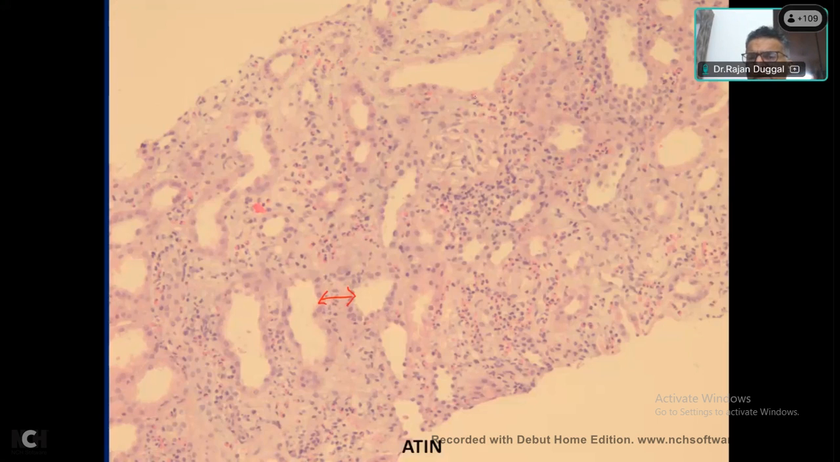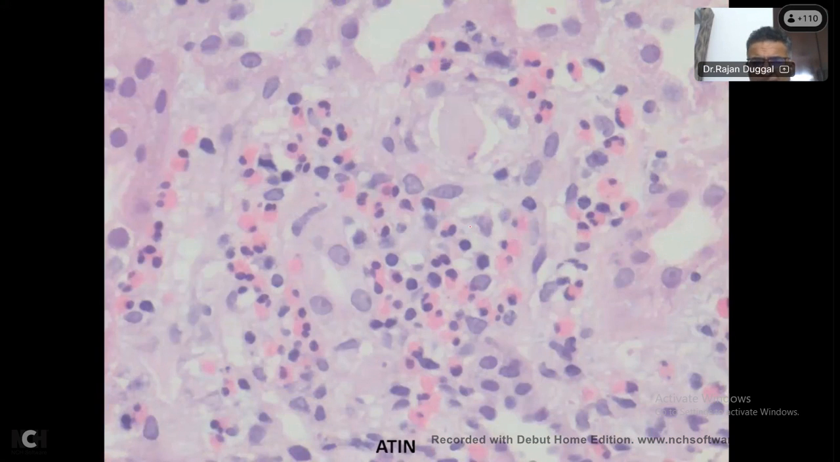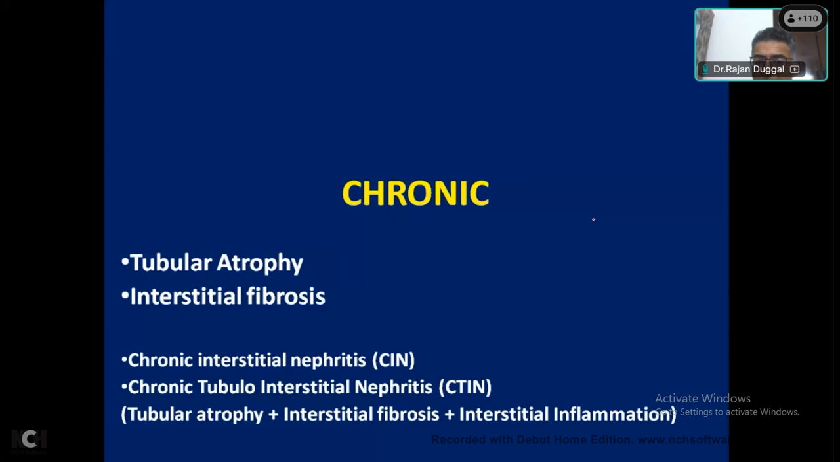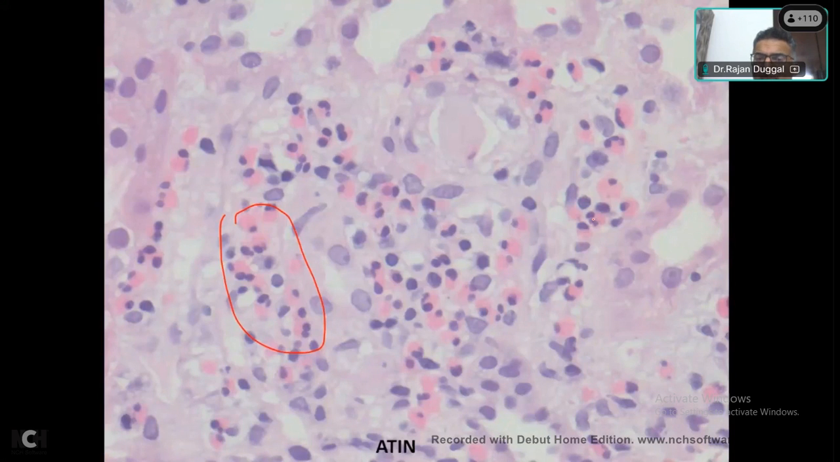Okay, so you see a lot of eosinophils in the interstitial infiltrate. This is a high magnification which shows that a lot of eosinophils are there in the interstitium. When you see a lot of eosinophils in the interstitium, you should think of some kind of drug-induced tubular interstitial nephritis. What you can appreciate here is interstitial edema, a lot of interstitial infiltrate, and tubular injury because the tubules are dilated. So it is like acute tubular interstitial nephritis.